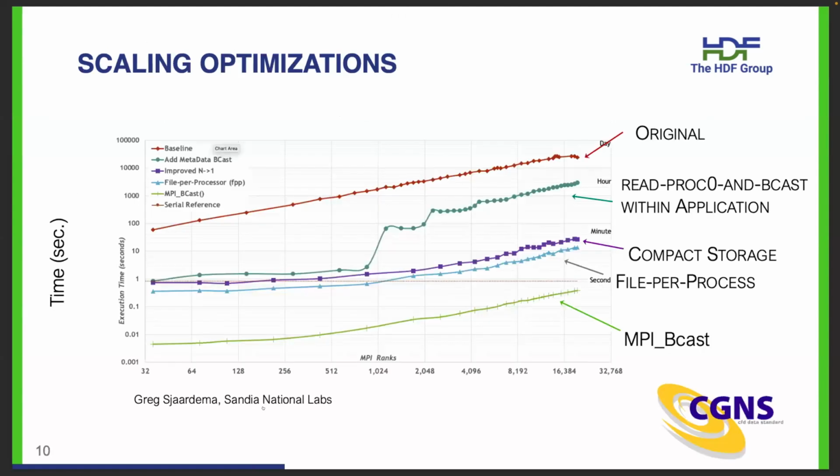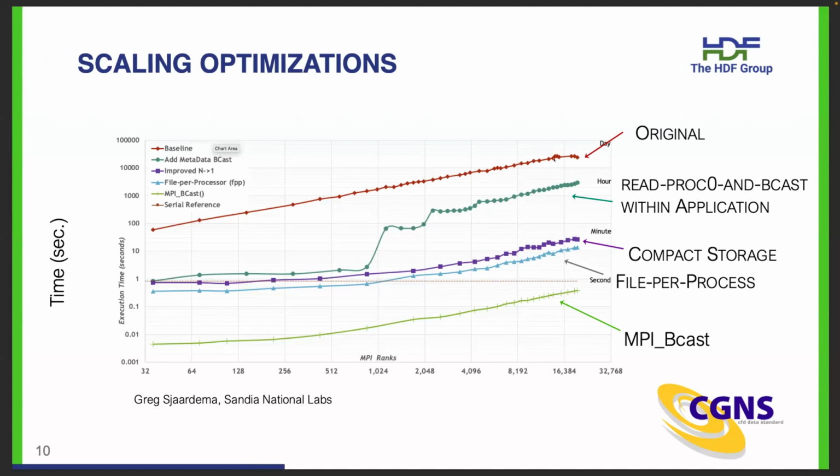Some scaling optimizations. So this is a CGNS benchmark that we had done before. The red was the original performance we were getting. So this is scaling up. This is the time versus the number of ranks. And you can see as the number of ranks grows for this particular benchmark, it went into days, which is basically unusable.